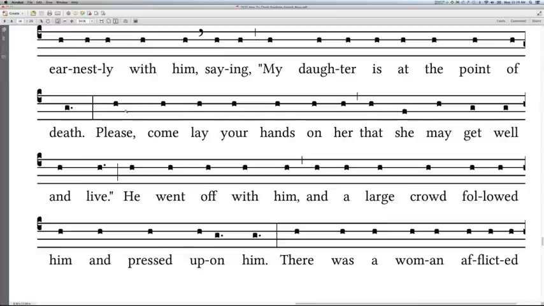"He went off with him, and a large crowd followed him and pressed upon him." See, that's a typical example of watching out for prepositional phrases. You wouldn't say, "and a large crowd followed him and pressed upon him." That's just not the way you read it. "And a large crowd followed him and pressed upon him." That's how you read it. So that's also how you notate it there.